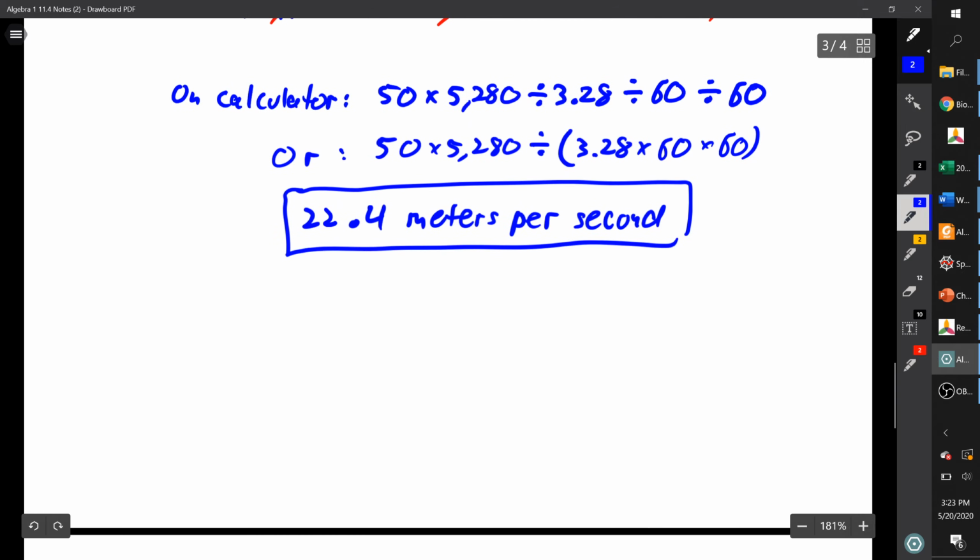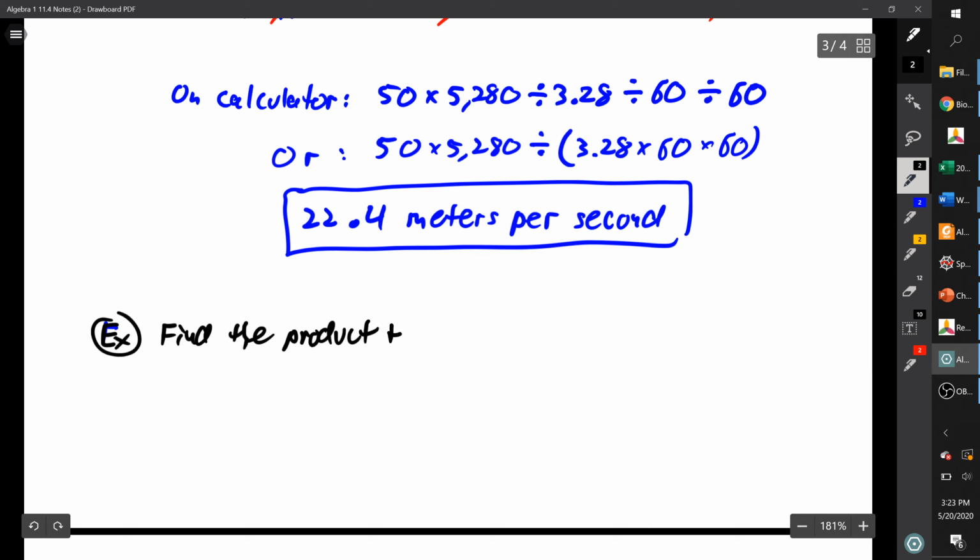And there's one other kind of problem that the lesson has, and it is like this. Find the product and describe the meaning.